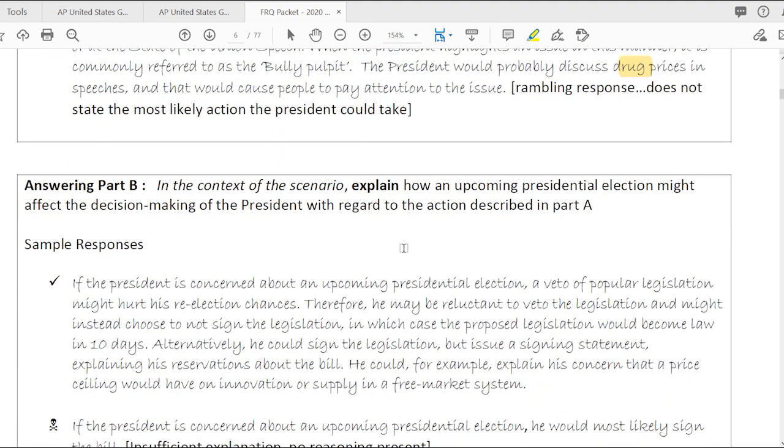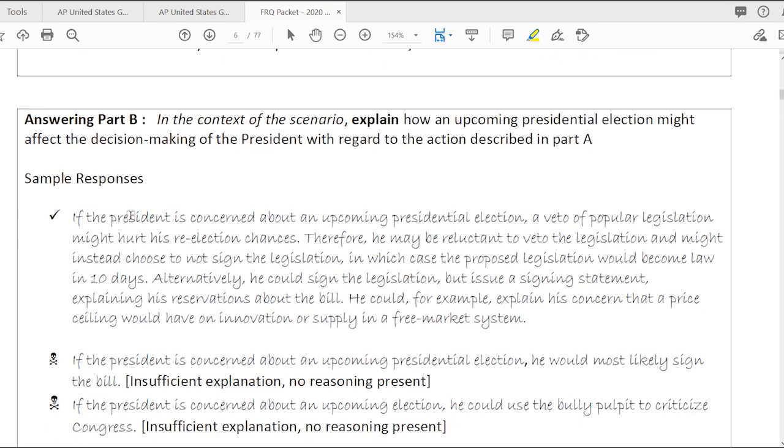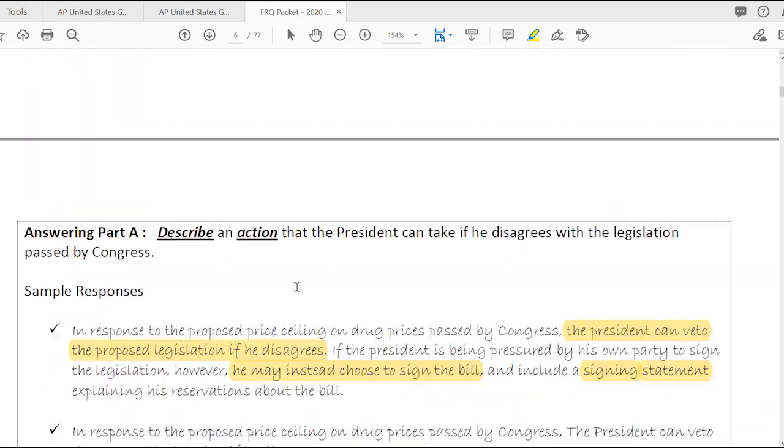For part B, in the context of the scenario, explain how an upcoming presidential election might affect the decision-making of the president with regard to the action described in part A. So our model response: if the president is concerned about an upcoming presidential election, a veto of popular legislation might hurt his re-election chances.